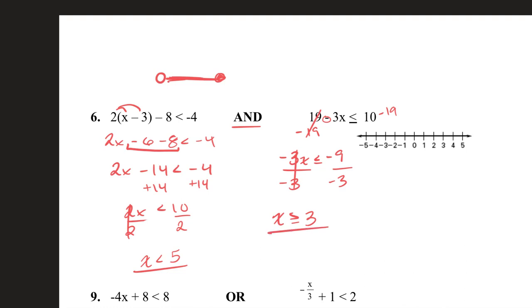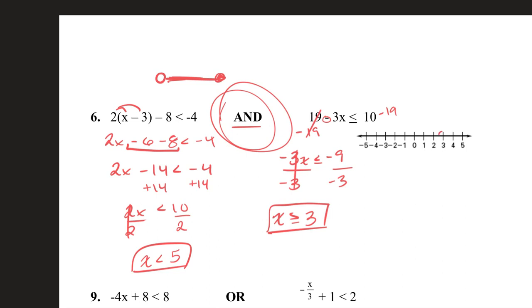Okay, so remember, this is an and inequality, so we cannot forget that. So our lower value is not going to be the first one we did. The lower value is going to be the second one we did here. So x is greater than or equal to 3. Okay, so I'm going to fill in my dot. And then x is less than 5. Okay, so open circle. And then we will fill in the space between because it is an and.